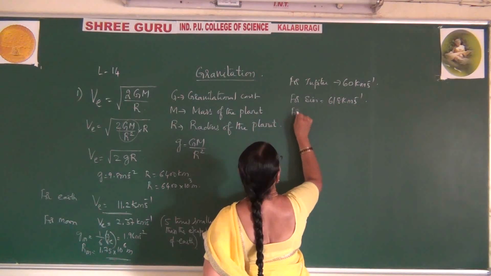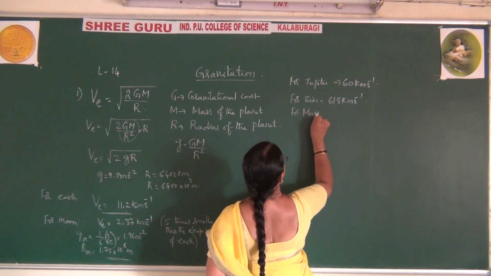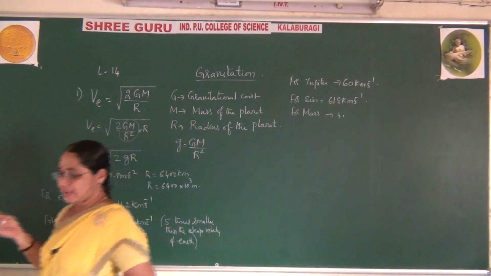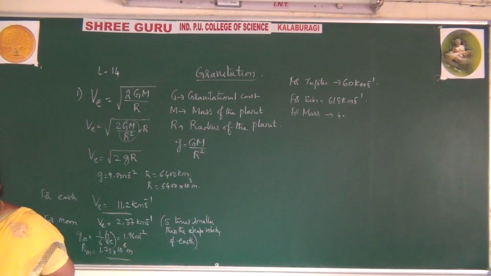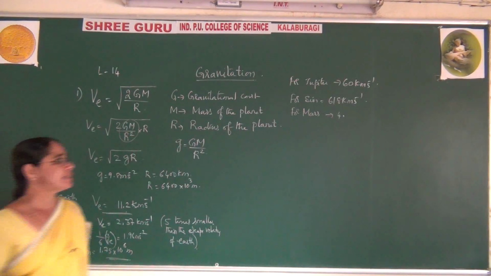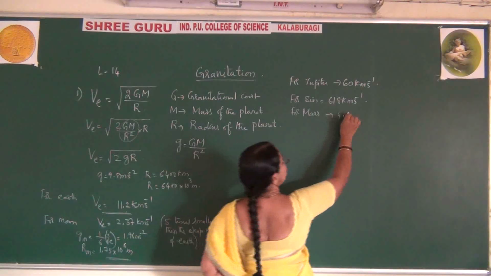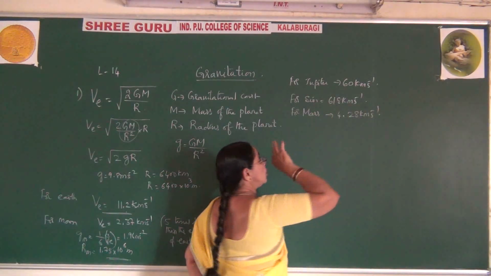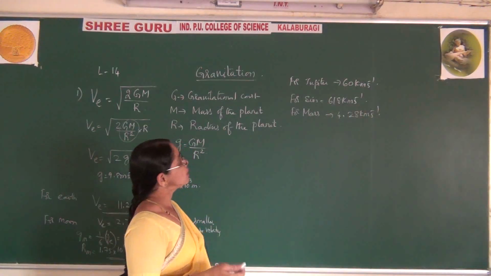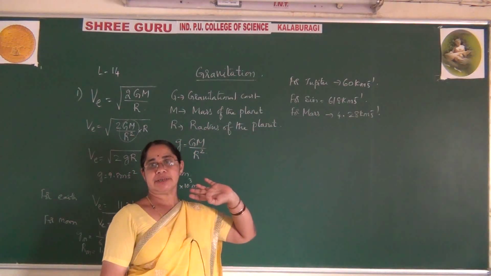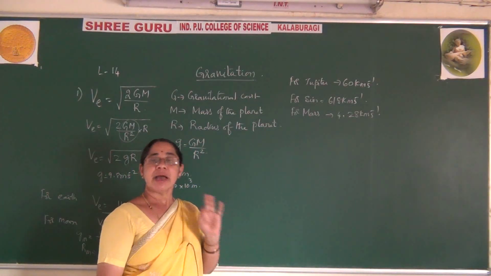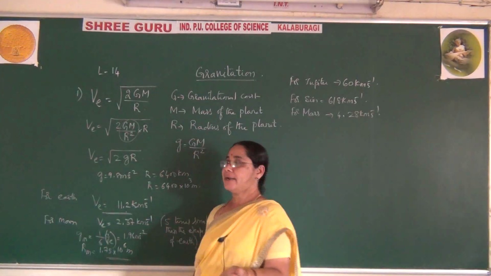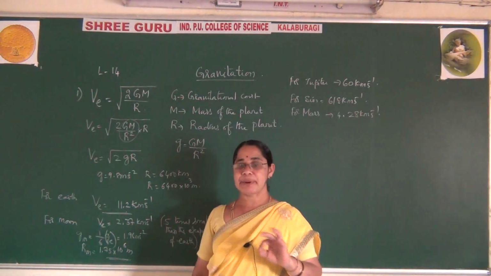For Mars, in terms of kilometers, it is 4.28 kilometers per second. So you observe here, different planets will have different escape velocities. It will never be the same. And remember, this varies from planet to planet, depending on the radius of the planet.